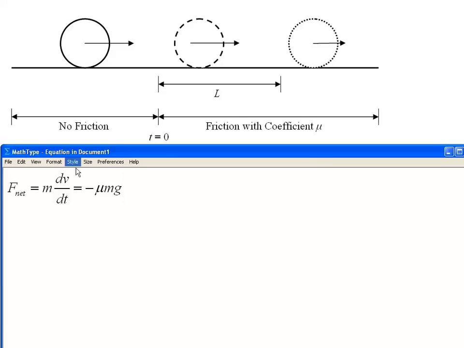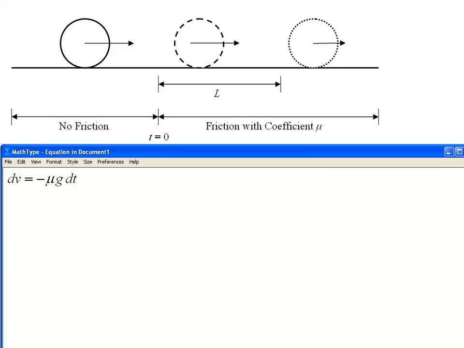We have an m on each side of the equation, so the masses cancel. We don't need to know the mass of the ring. So this gives us the differential equation that we're looking for. We can now perform a separation of variables on our differential equation. We can take dt and move it to the other side by cross multiplying, leaving dv all by itself.